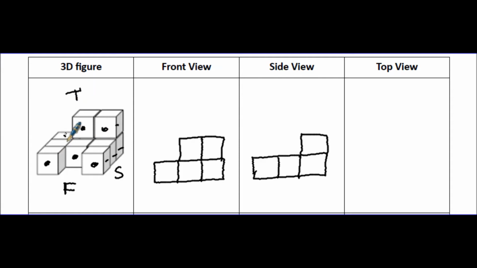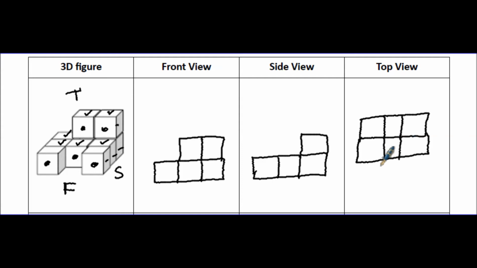Looking at the top view, we see that there are 3 at the top of the top view. So we're going to make those 3 blocks. And there are 3 more blocks below those 3, so we're going to draw 3 more below it. The leftmost block has another block below it, and the rightmost block has another block below it. But in the center, there's a little hole, so we're going to leave that blank.